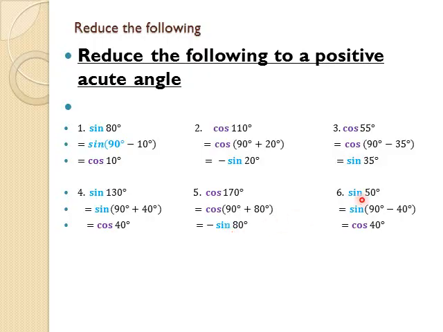Come to number 6. Sine 50 degrees, right? 90 minus 40, which falls in the first quadrant. All items are positive, but 90 changes sine to cos and it becomes cos 40.